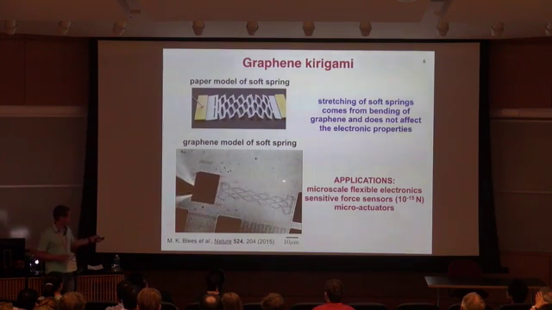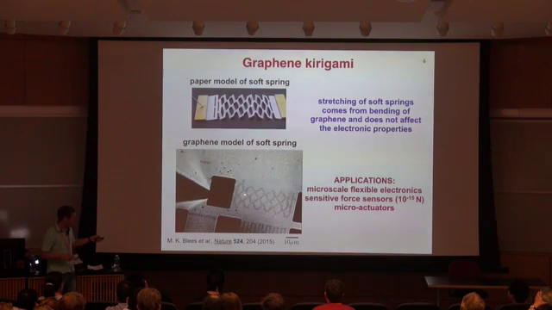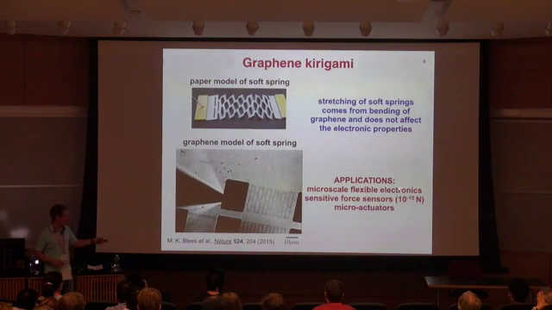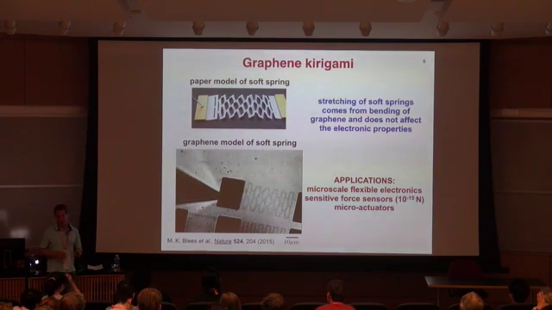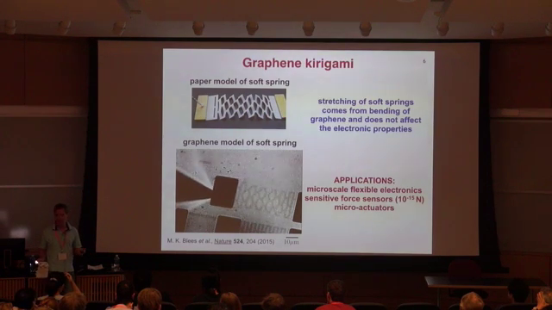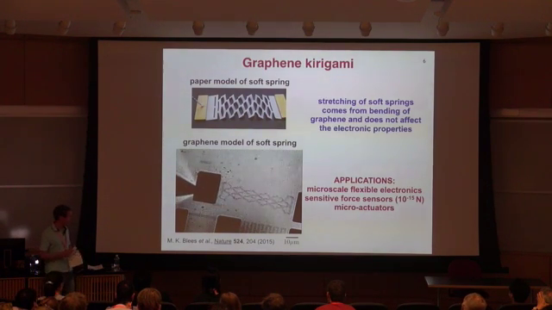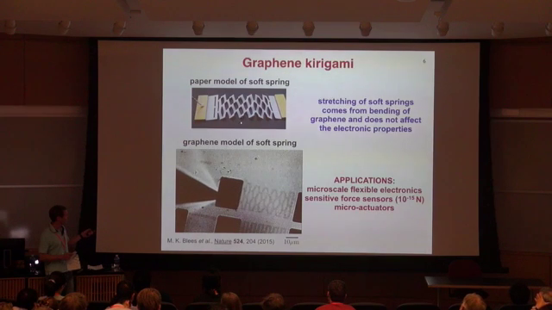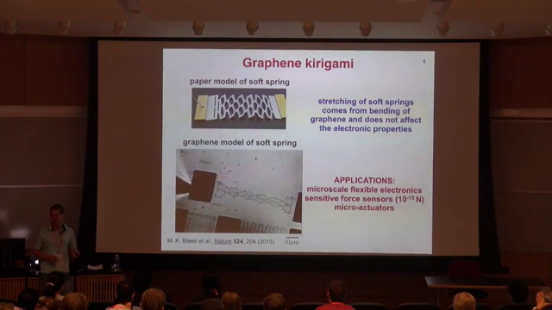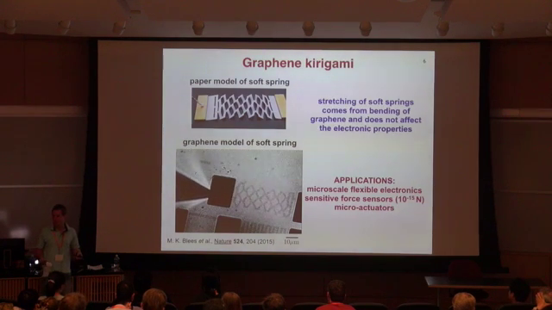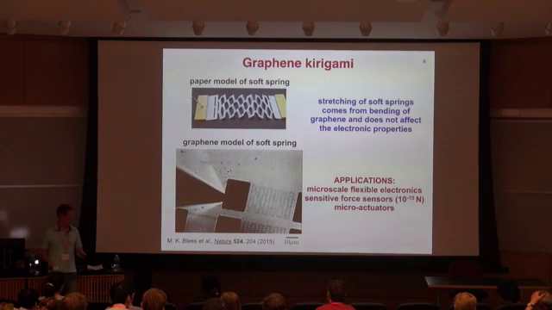So you can basically use such devices to make microscale flexible electronics or even very sensitive force sensors. But if you want to understand the mechanics of these structures, you better take into account thermal fluctuations, as I showed you on the previous slide. And if you look at these structures, they will look like a bunch of connected ribbons. That was the motivation why we started to study ribbons.